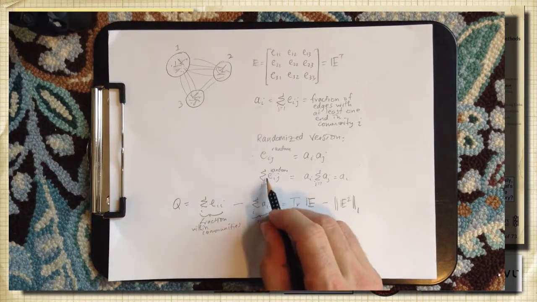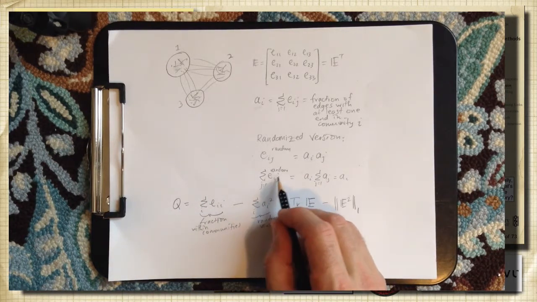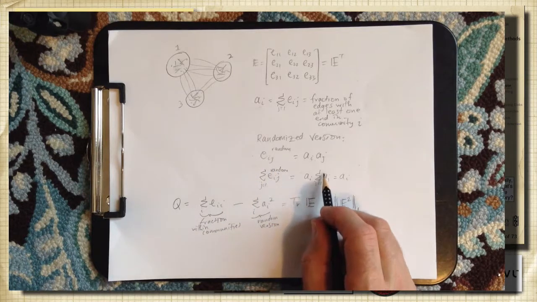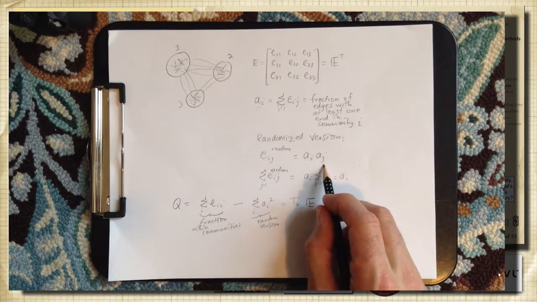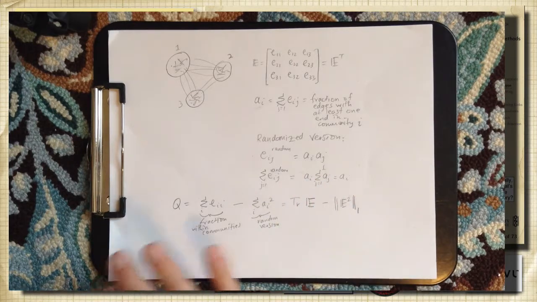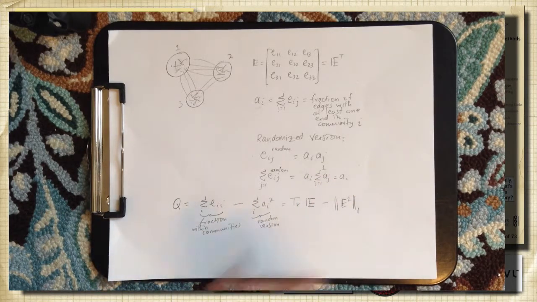We can check that this is okay. If we sum over j again for this random version, a_i is independent of j, so it pops out. The sum of the other factor gives 1, so we've got a_i again. It looks the same in terms of the fraction of edges that have at least one end in a community. It's independent, so it's a randomized version. All right, that's useful.